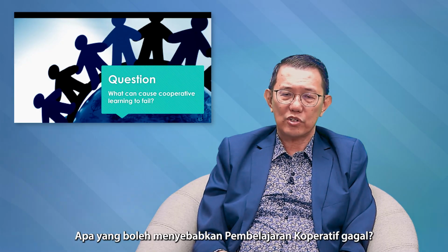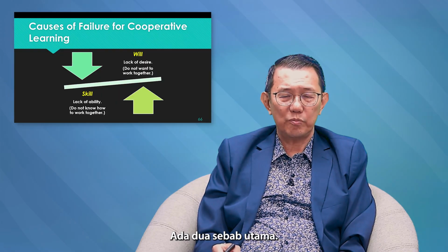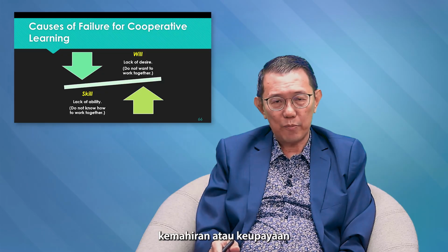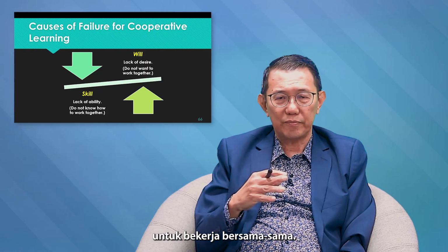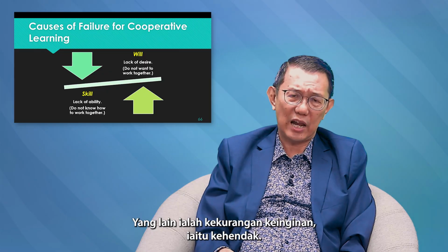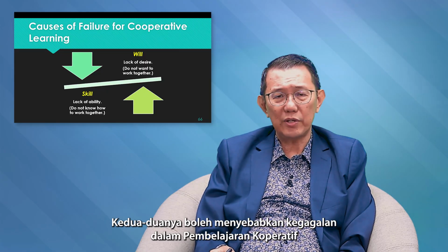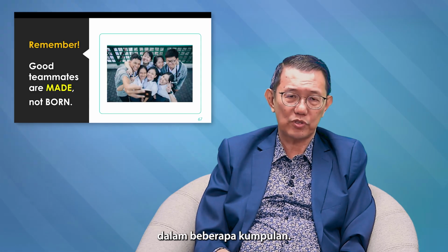What can cause cooperative learning to fail? Well, there are two main things. One is they lack the ability or the skill to work together. The other is they lack the desire, the will. They do not want to work together. So either way will cause a failure for cooperative learning in some of the groups.